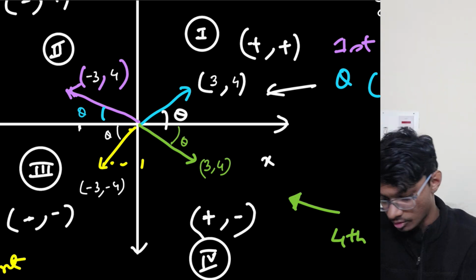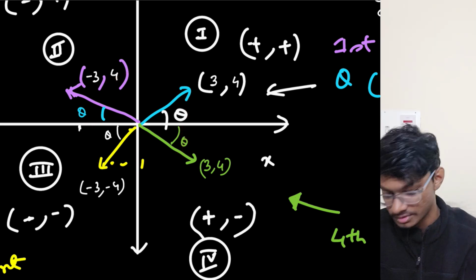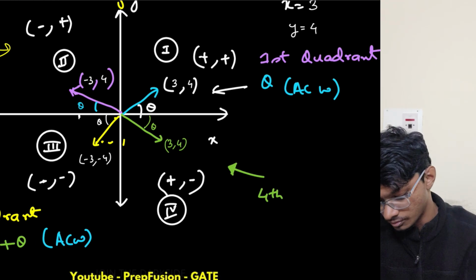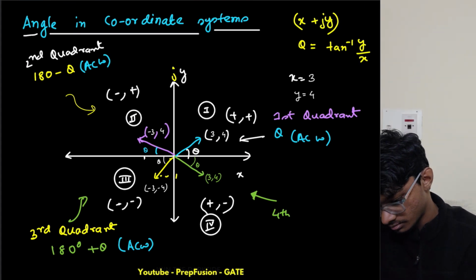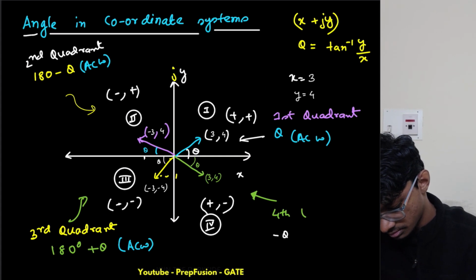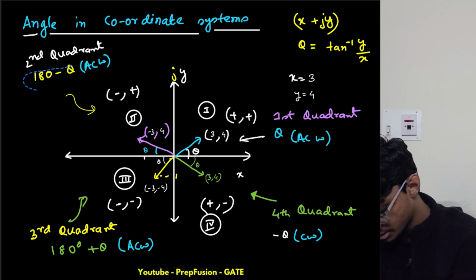Obviously I can go all the way around from here, but I'm just lazy, so I'll go in the clockwise direction this time. If I go in the clockwise direction, what do I get? I get minus theta in the fourth quadrant. Minus theta in the clockwise direction, basically.